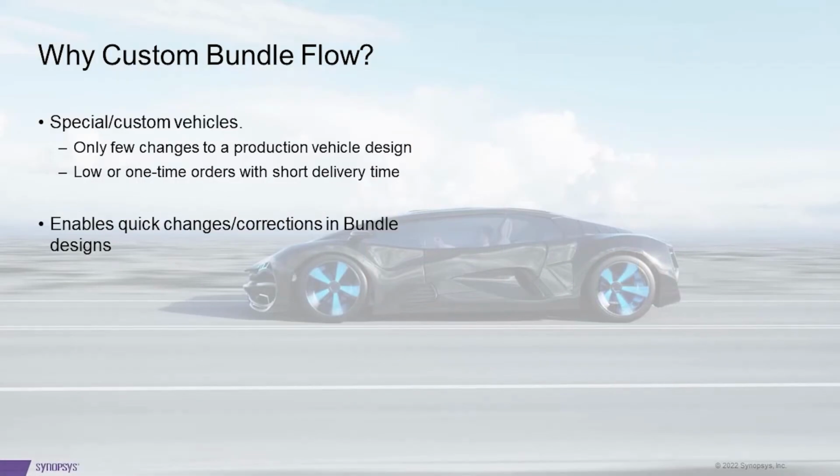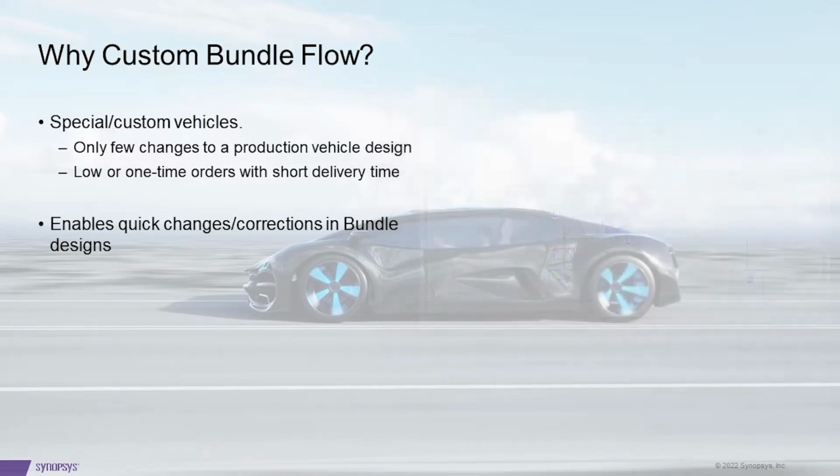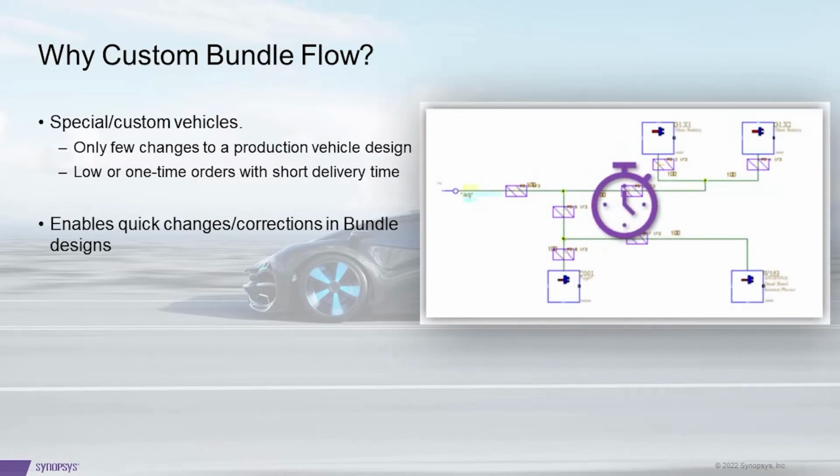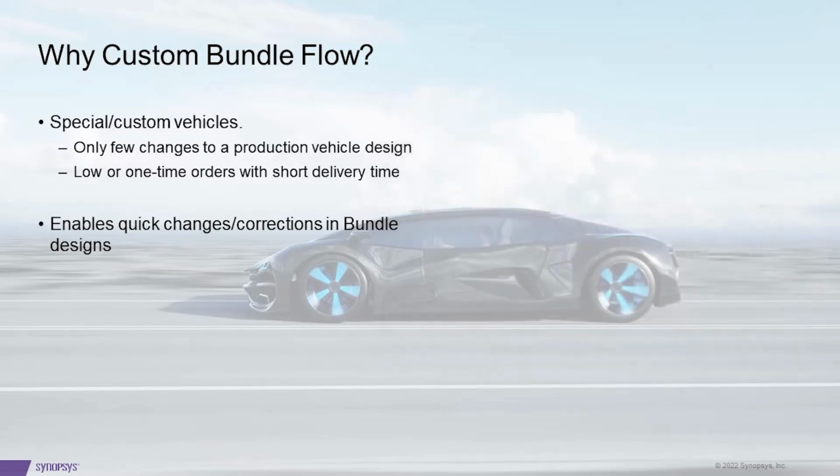After understanding what is custom bundle flow, we must understand why is this flow required. Sometimes your customer might require few customized vehicle for special application and you might need to design and deliver them in short time. In this situation, custom bundle flow will be helpful. Also, when orders of the vehicle are few, then such workflow is useful. OEMs can also use this process in situations when a bundle design has been released already, but it requires a small correction. Custom bundle flow can be used to make quick modification to the design and re-release the design.